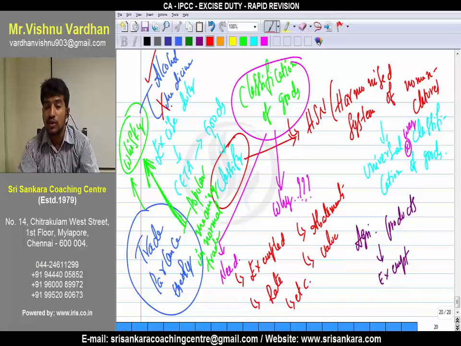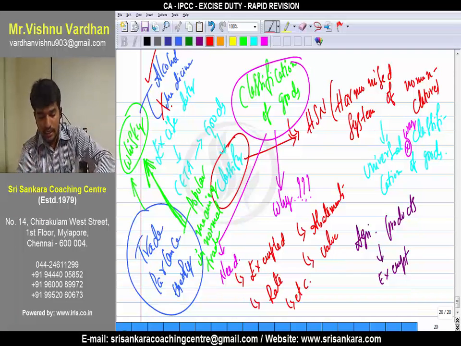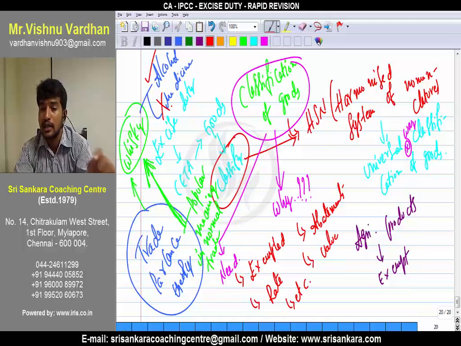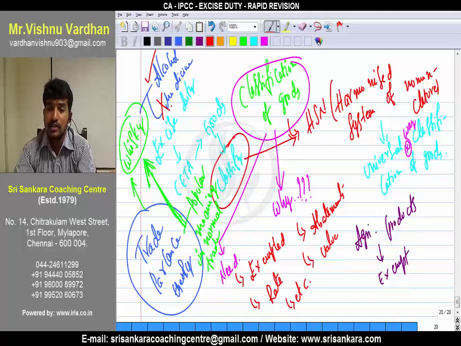Clear? So when you are not able to classify any product under any head, then you will refer to HSN. Even if HSN is not showing you the way, then you will go to trade parlance theory. So what is trade parlance theory? What is the normal popular meaning of that word in the normal course of trade? That you should take, and you will classify under that head.